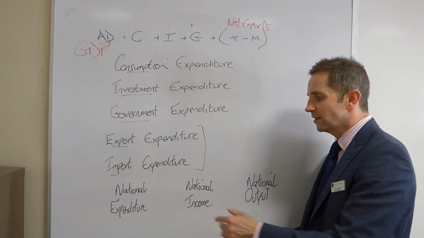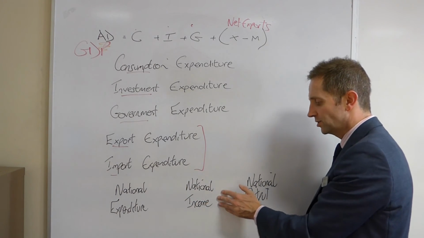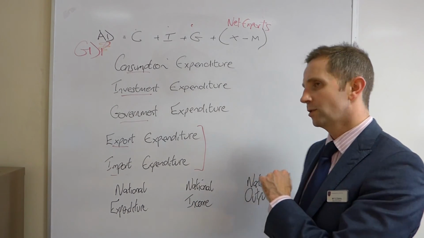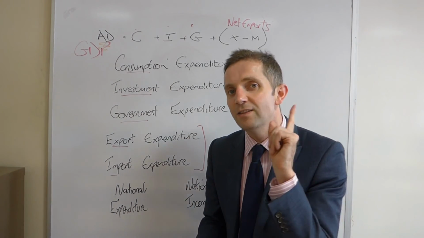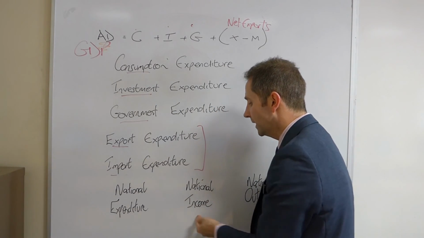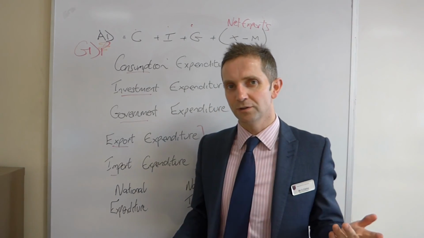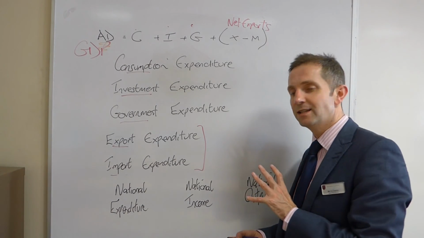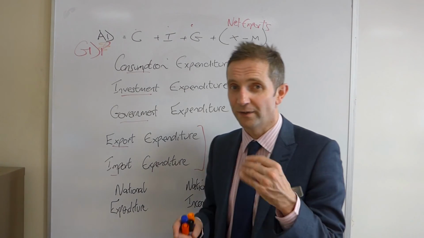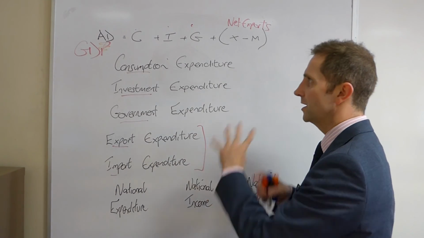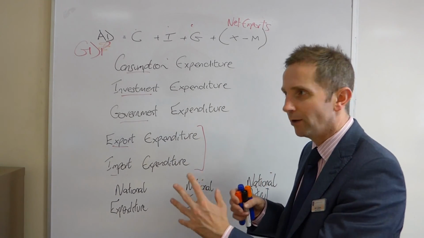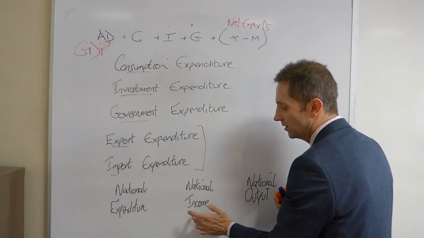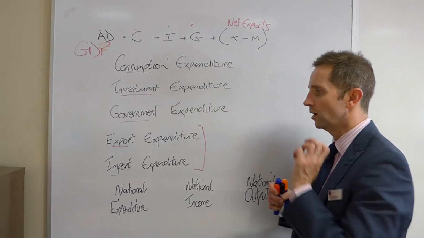Now in effect, national expenditure and national income and national output, because they're all measuring the same thing, in theory they should all give the same value. And when you move to your A-level studies of economics, ladies and gentlemen, you will learn why that is the case. You'll also learn why it's very difficult to be the case. But in theory anyway, in your textbook theory, expenditure should equal income, should equal output.